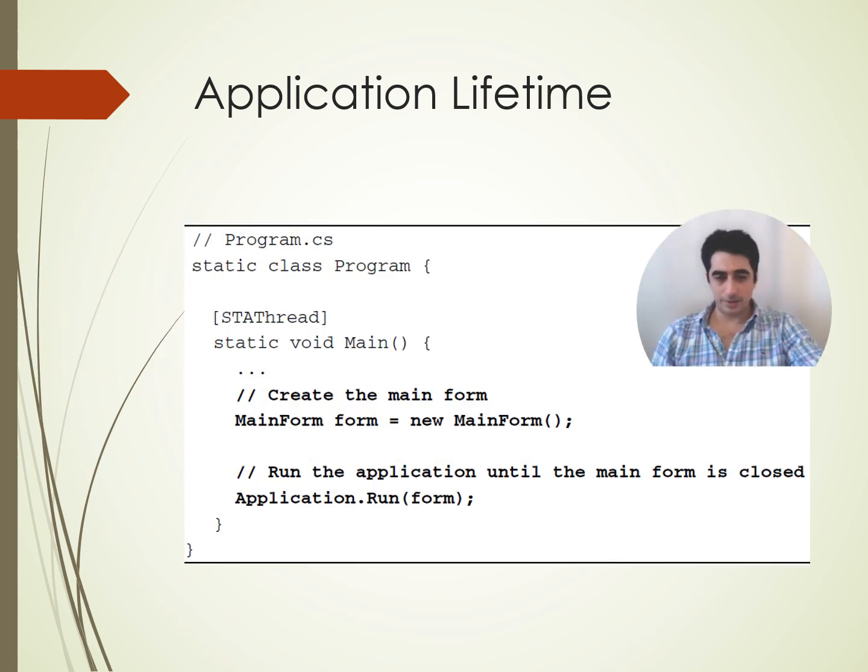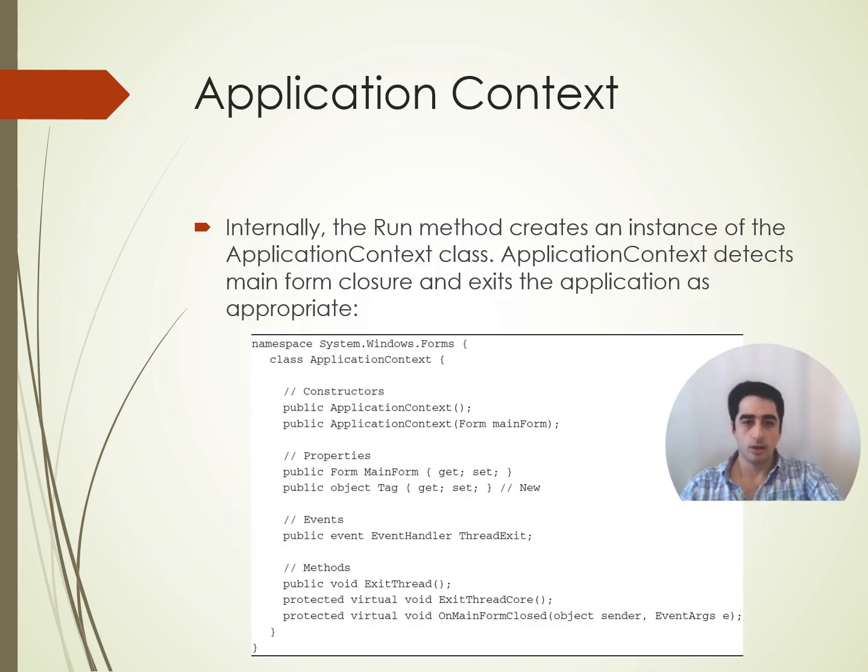Here's the example of the second way to call the application run. Instead of passing no argument, we're going to pass the main form object to the application.run, and this way the application begins by showing the form and the application ends when the form is closed.